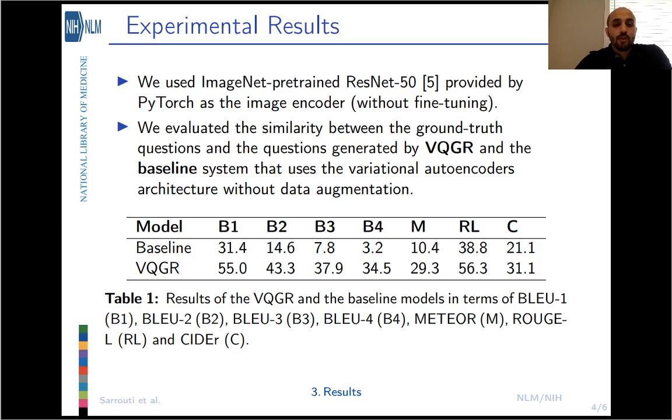So the evaluation results demonstrate that our data augmentation techniques helped to produce a significant improvement of the model. We can see that our model performs significantly better across all metrics like BLEU-1 compared to the baseline model that uses the variational autoencoders architecture without the augmentation.